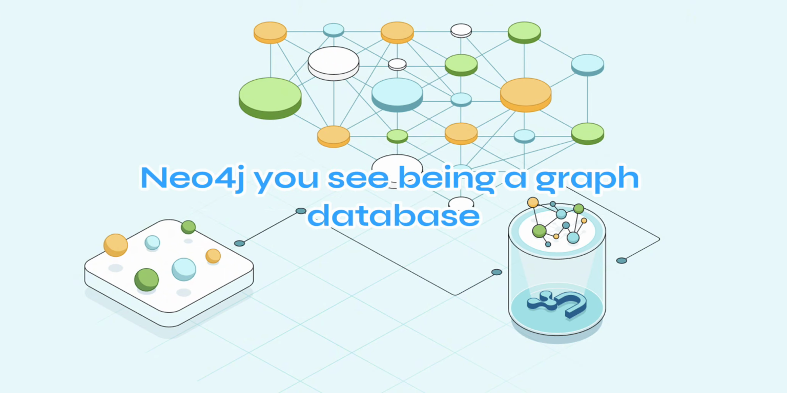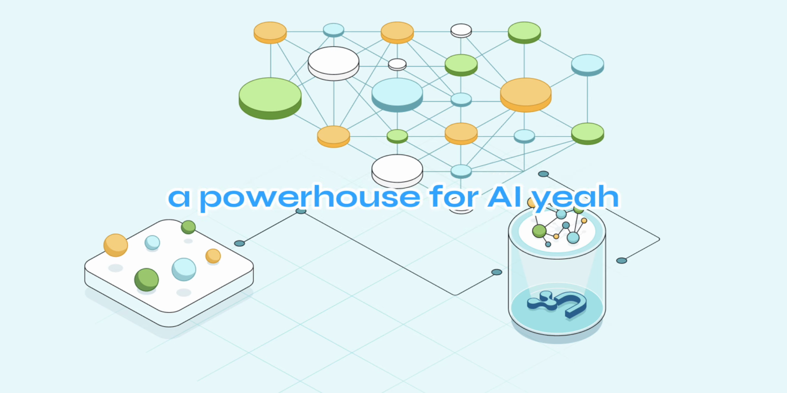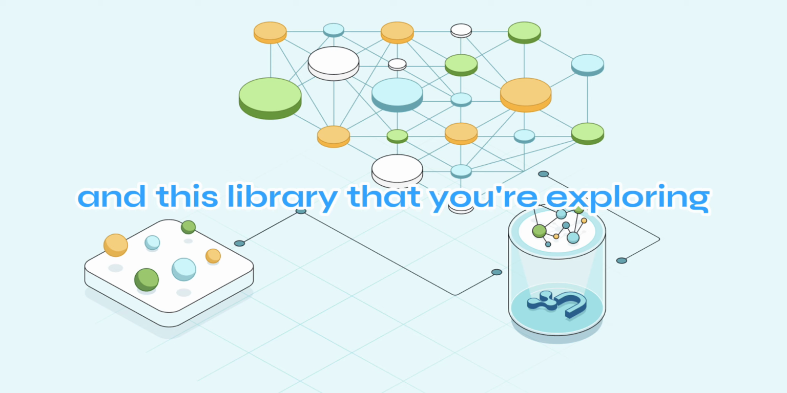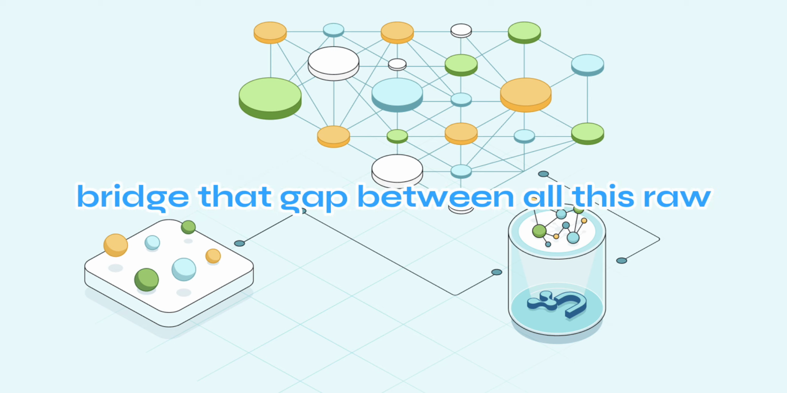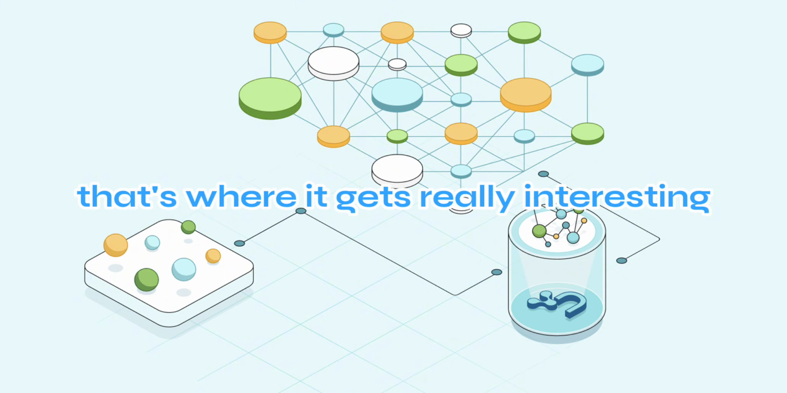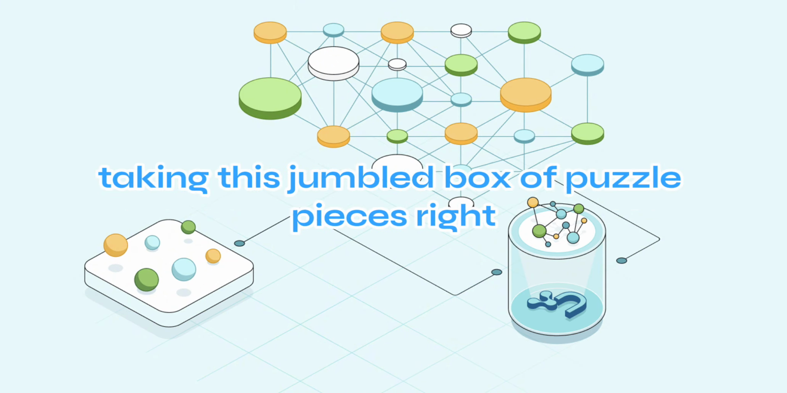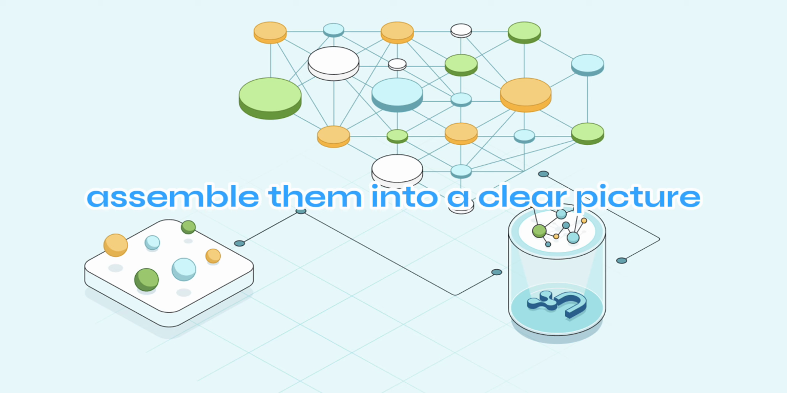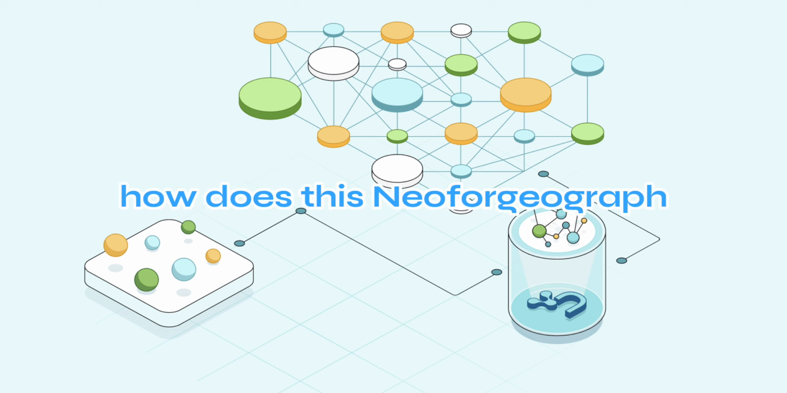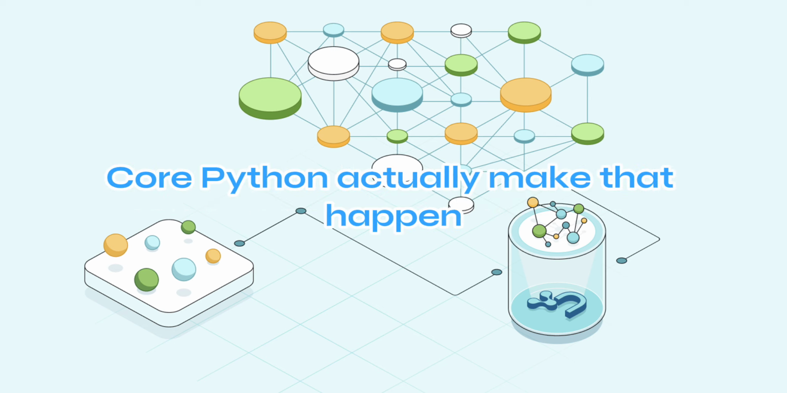Neo4j, you see, being a graph database, is really becoming a powerhouse for AI. And this library that you're exploring, this is like the key, right? This is what's going to bridge that gap between all this raw, unstructured text data and the structured world of knowledge graphs. Knowledge graphs, that's where it gets really interesting. It's like taking a jumbled box of puzzle pieces and actually being able to assemble them into a clear picture. So tell me, how does this Neo4j Graph Core Python actually make that happen?